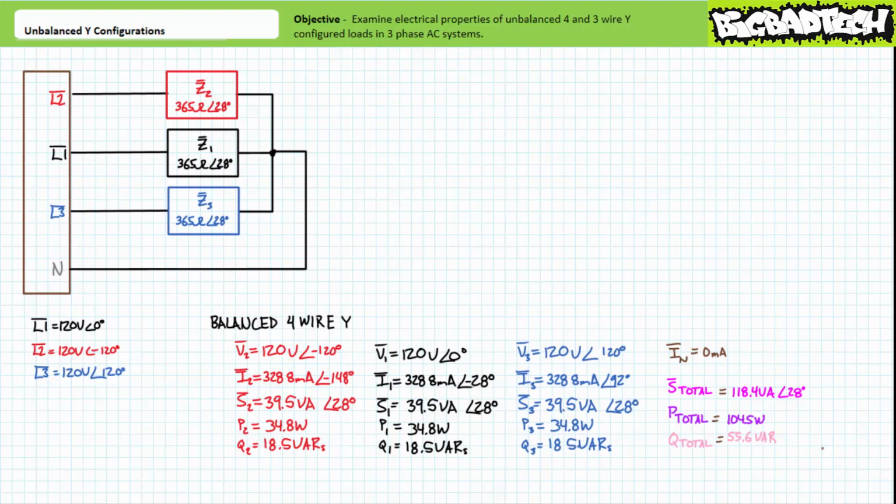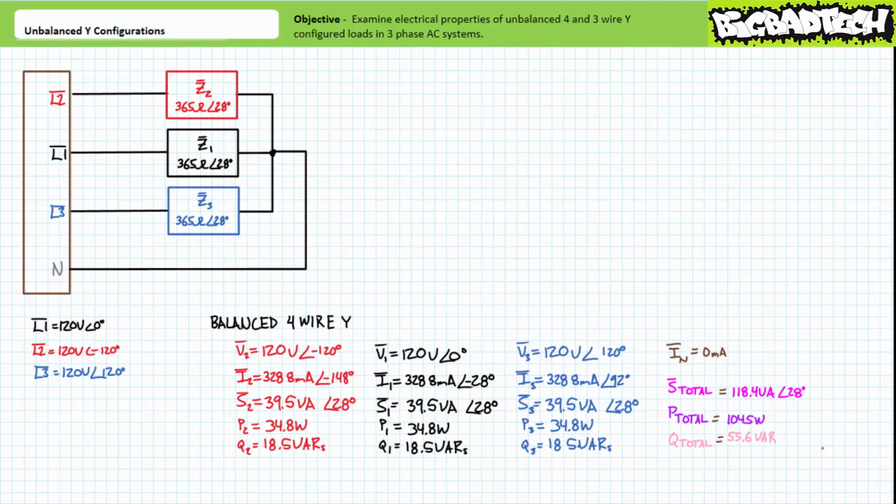Current through each branch impedance would be 328.8 milliamperes, only I1 has a phase shift of negative 28 degrees, I2 has a phase shift of negative 148 degrees, and I3 has a phase shift of 92 degrees. They're all lagging by a relative 28 degrees. Each branch impedance would experience 39.5 volt amperes of apparent power, 34.8 watts of real power, and 18.5 VARs of reactive power, yielding a total apparent power figure of 118.4 volt amperes, a total real power figure of 104.5 watts, and a total reactive power figure of 55.6 VARs.